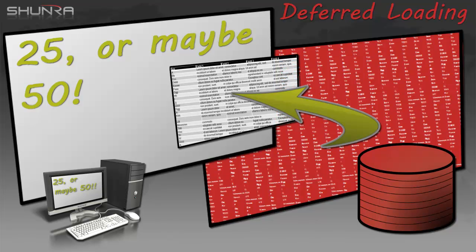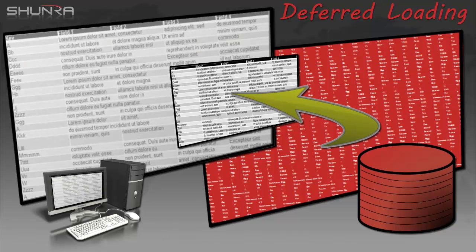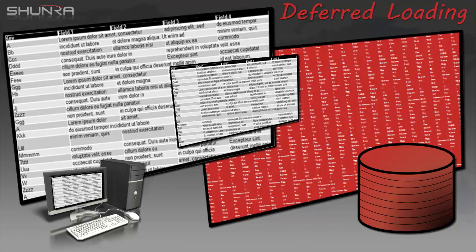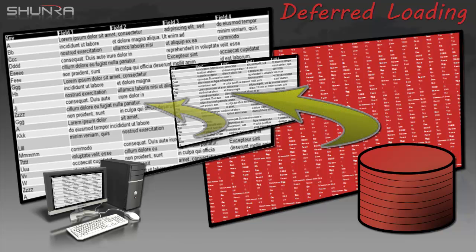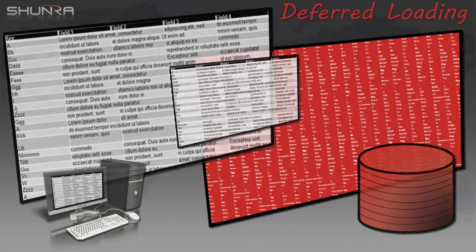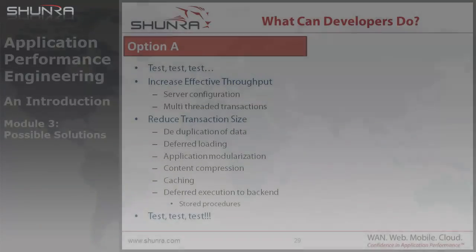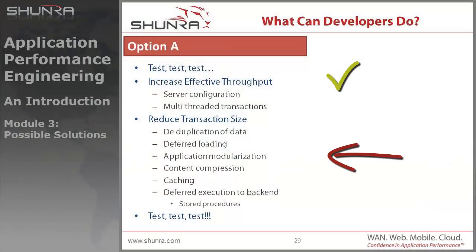So if I send 50 here, I'll have 25 sitting in the buffer, I'll have my 25 displayed. Then every time I hit a carriage return, it can bring it in from here and send me another 25. Therefore, there's very little wait time for the end user as he's going through this. So that's deferred loading. The next step is application modularization. No rocket science there. Any good object-oriented programming language should help you accomplish this.